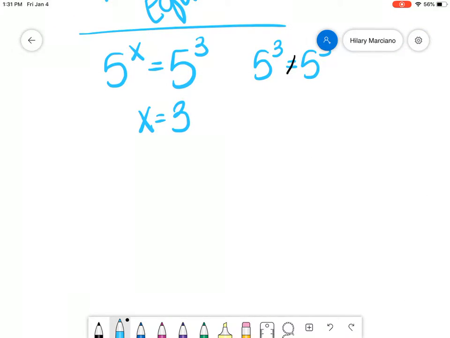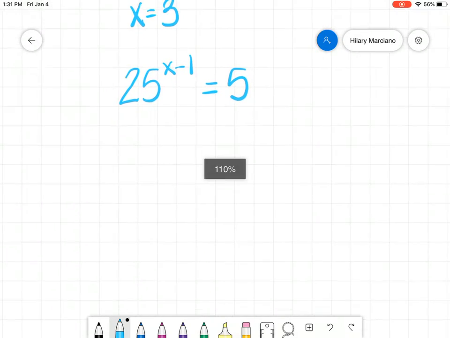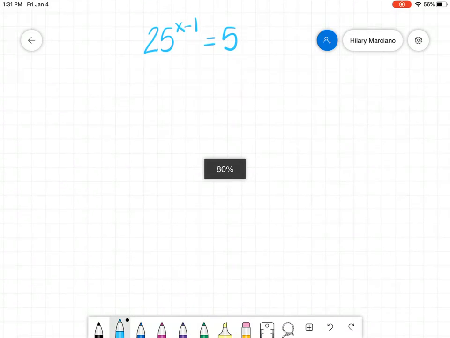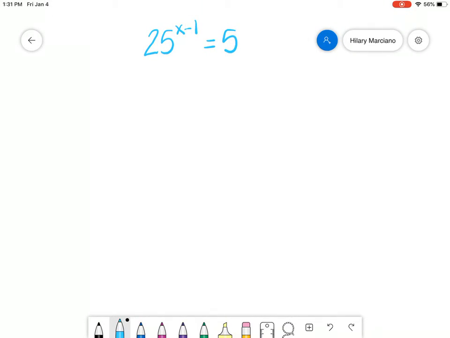We can also use this to solve algebraic expressions. Think about this. If we have 25 to the x minus 1, and that equals 5. What can we do to 25 to make that a base 5? Well, that's 5 squared, right? So 5 squared to the x minus 1 equals 5. Using our multiplication of exponents property, we know we can multiply 2 times x minus 1. So in order to do that, we have to distribute that 2. So 5 to the 2x minus 2 equals 5.